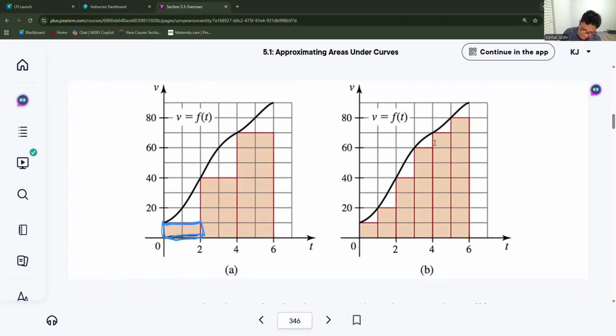See, in each case, for each rectangle, let me erase that actually. Here, this is the height for the first rectangle. This is the height for the second rectangle. This is for the third rectangle. So in each interval, the value of the function at the left endpoint is the height. So this is with 3, that is with 6. Visually, it is very easy to see which one gives you a better approximation. And by the way, in this case, both of them are going to be an underestimate.